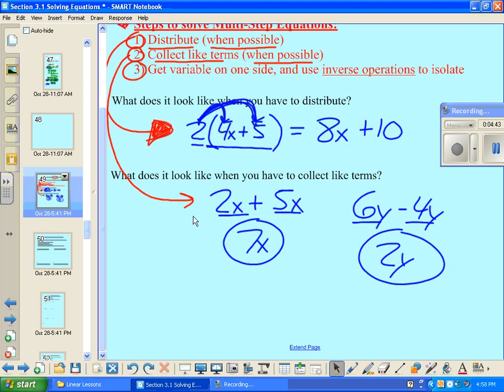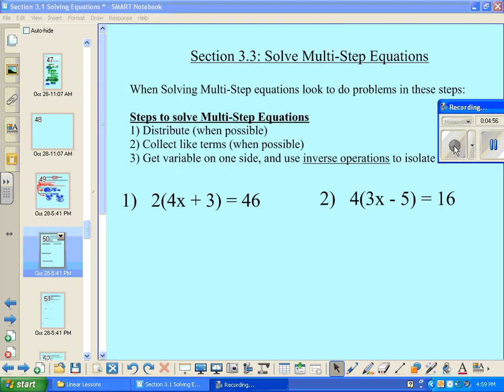So, again, we've learned how to collect like terms in the past. We've learned how to distribute in the past. We've learned how to do both these things. Here's what they look like. We're now just going to use these things also to help us solve equations. I'm just going to walk us through a few examples here. So what might this look like when we're solving problems today?